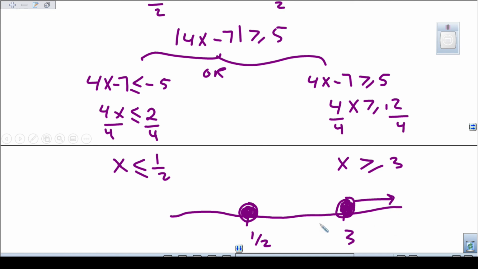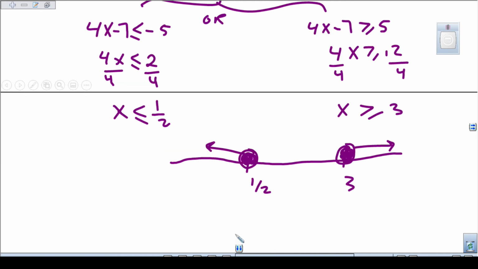Okay, Trace, I go to the right. How about the 1/2? Should I go right or left? I'm going to go left. Okay, go ahead and do the extra step. Remember the extra mile? Go the extra mile. You're practicing. Do interval notation for this one here.